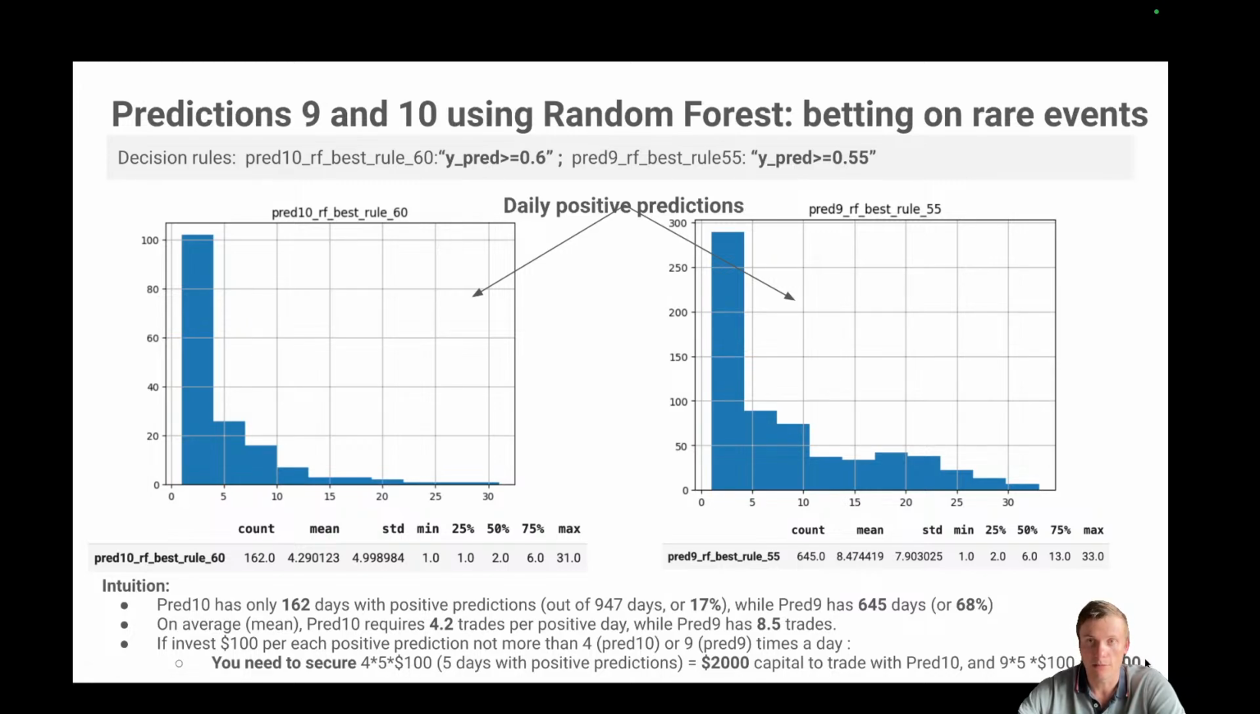And for this predictor number 9, you need to have 4.5 thousand because it has more positive trades predicted. So actually it is 8.5 or 9 multiplied by 5 multiplied by 100.